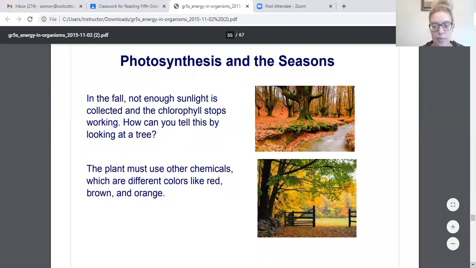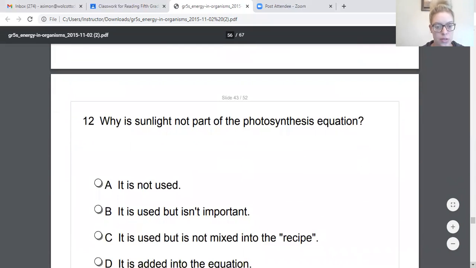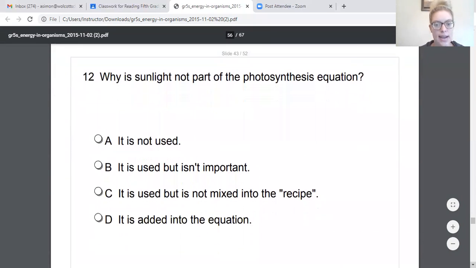All right, remember, if you need to pause the video at any time, you can write that down. Make sure you do. All right, why is sunlight not part of the photosynthesis equation? A: It is not used. B: It is used, but it isn't important. C: It is used, but is not mixed into the recipe. D: It is added into the equation.